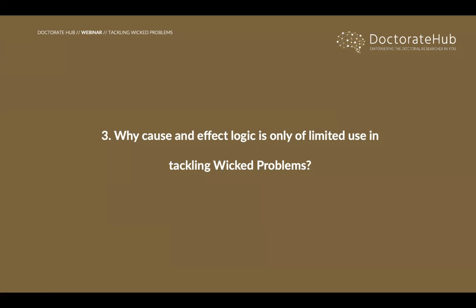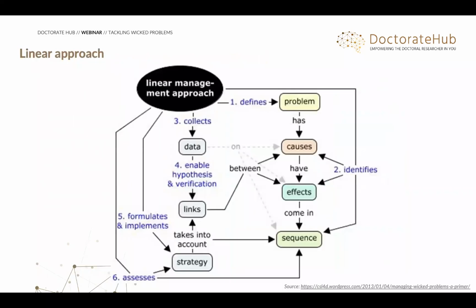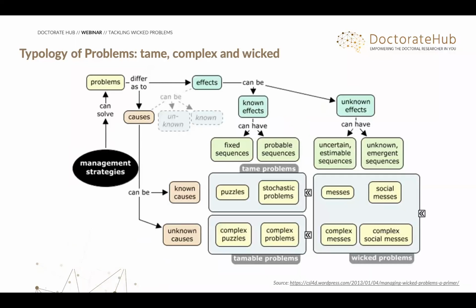Now, another important understanding is why cause and effect logic is only of limited use once tackling big problems. Now, if we look into a tame traditional problem, then we can use a linear approach. We see a problem, we understand the causes, we see what the effects are, and then we can work out a solution. So this is a clear pathway that can be followed. And if we compare that to complex and wicked problems, then we see that the more we move to the right downside, the more we move away from linearity. We have unknown causes, we have unknown effects, uncertain estimable sequences, unknown emergent sequences, so things are moving.